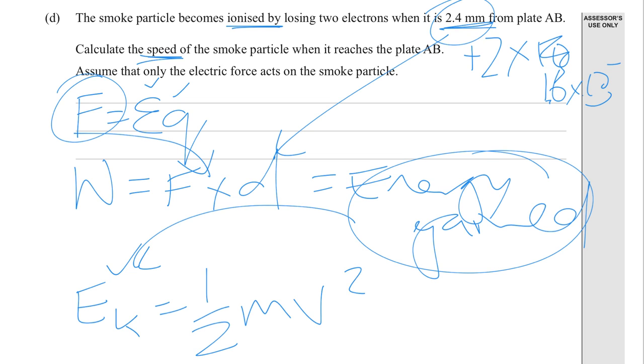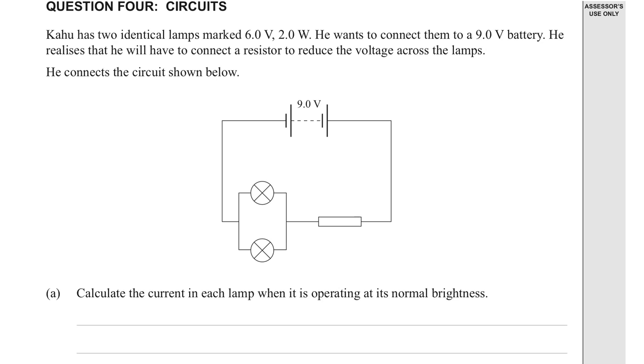You are given the mass, though. 1.7 times 10 to the minus 7. Brilliant. So you know the mass. Rearrange for the velocity. Don't forget it's squared, so you do square root of all that other stuff to get the velocity, and then you're there. Next, last question, I believe.